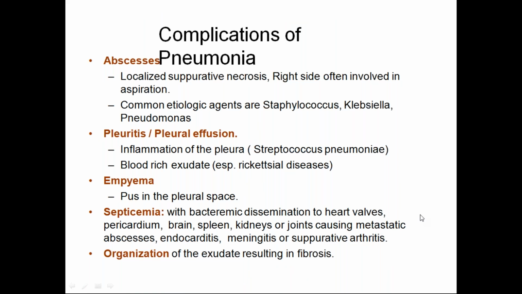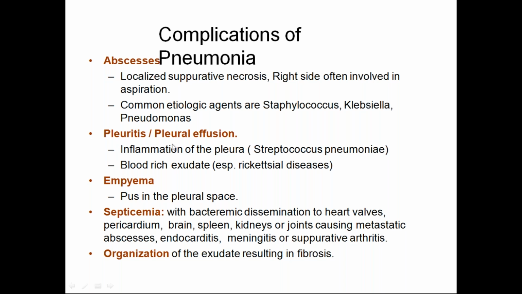So coming to the complications of pneumonia. So the first one is abscess. Abscess is nothing but localized suppurative necrosis. Usually the right side of the lung is involved in case of aspiration pneumonia. And the common etiological agents are Staphylococcus, Klebsiella, and Pseudomonas.